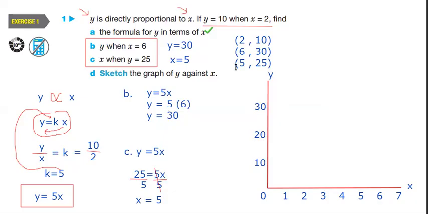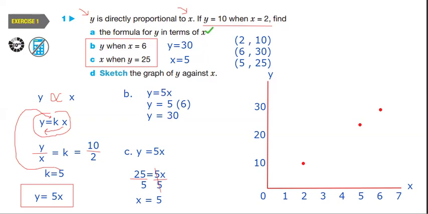Now, let's find the coordinates of each point and then connect them together as a line. First, let's plot each point alone. So this one is 2, 10: 2 on the x-axis and 10 on the y-axis. So it's over here. Second one, we have 6 and 30. So 6 and 30 will be over here. And for the last one is 5, 25. So 5, 25 over here.